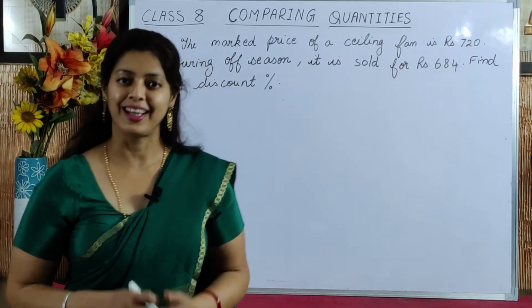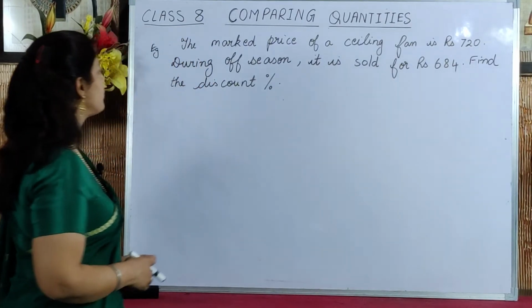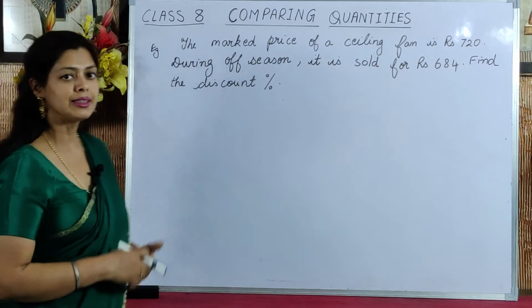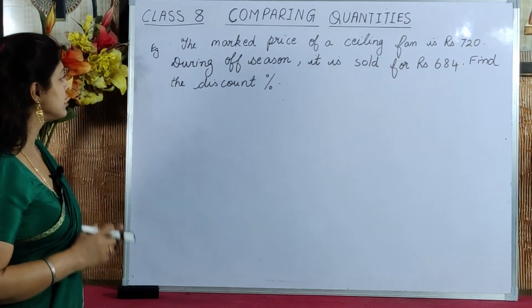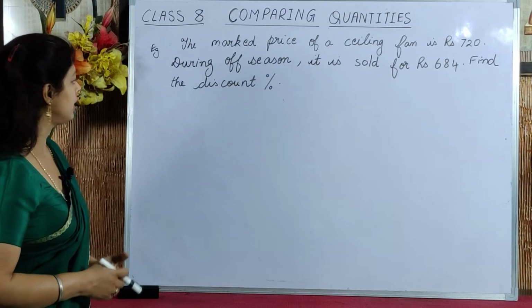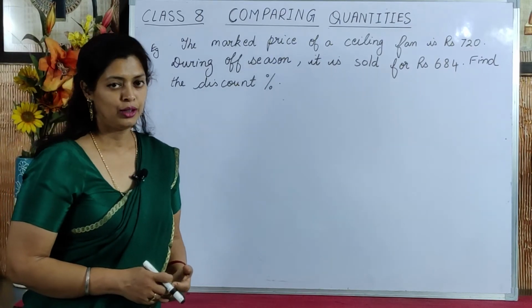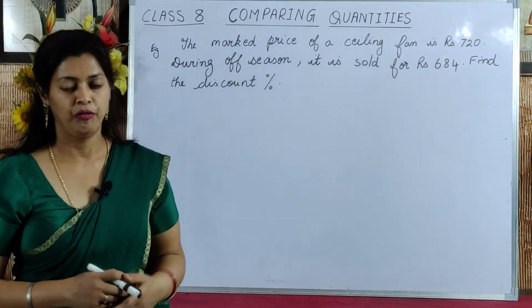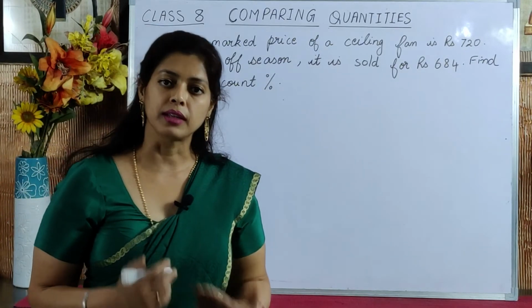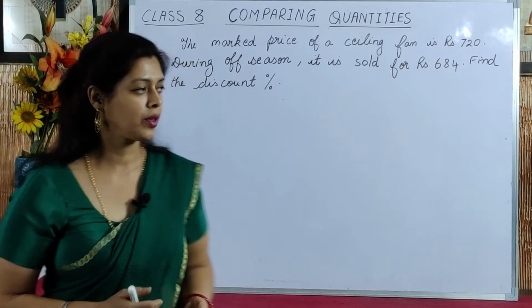Now here's another question. The mark price of a ceiling fan is rupees 720. During off season, it is sold for rupees 684. Find the discount percent. So in this question, you are required to find the discount percent, whereas in the previous question, the discount percent was given to you.